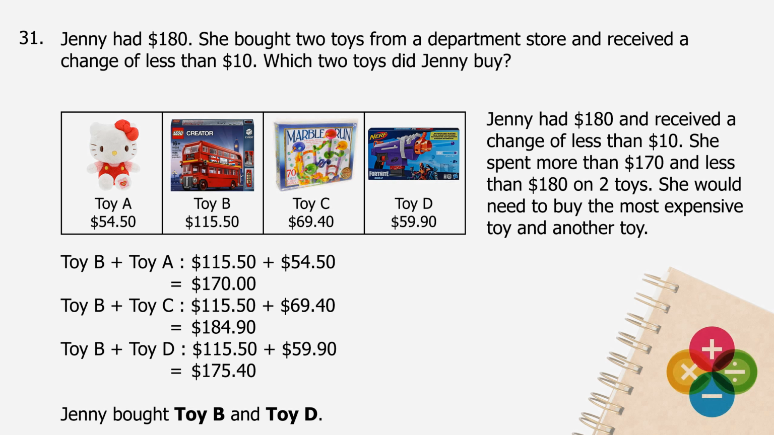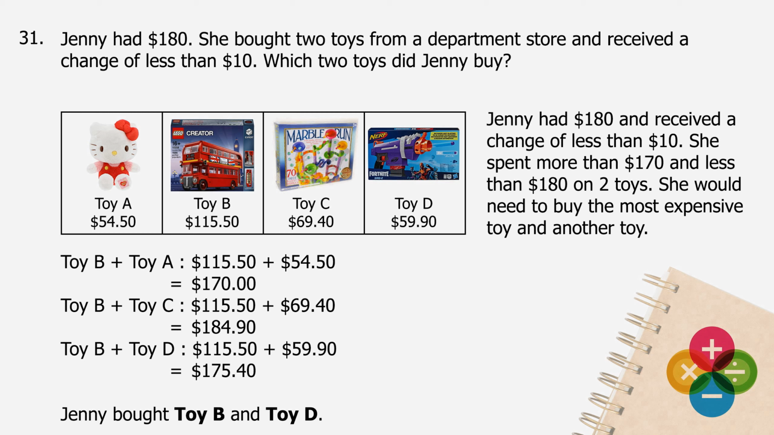Jenny had $180 and received a change of less than $10. She spent more than $170 and less than $180 on 2 toys. She would need to buy the most expensive toy and another toy.